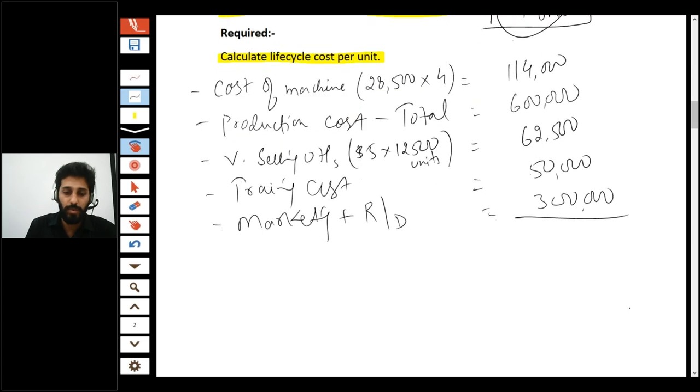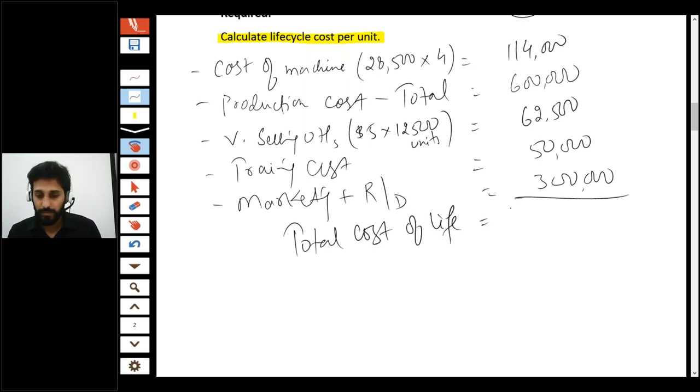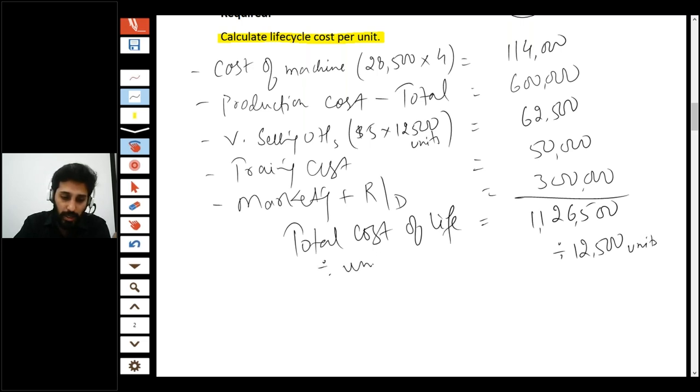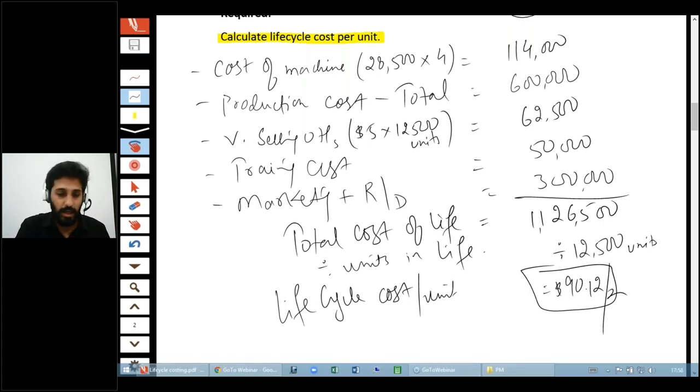The total cost of life, you might be calculating with me: 114 + 600 + 62.5 + 50 + 300, that is 1,126,500, isn't it? Divided by 12,500 units, the units in life. So that is the life cycle cost per unit. That's 90.12. And those who were responding to me in the question box have the accurate and correct answer.